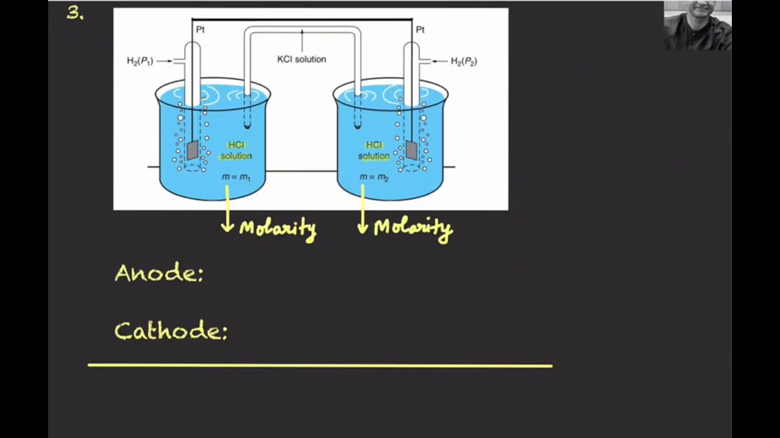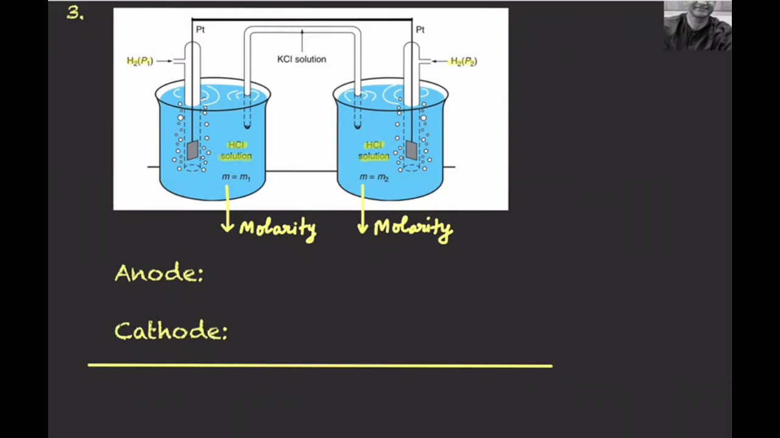In this third galvanic cell, on the left hand side hydrogen gas is there, and in aqueous medium H plus ion is there because of HCl. On the right hand side hydrogen gas is there and HCl is there in the solution. So we can say that this is a concentration cell because anode and cathode both half cell electrodes are same.